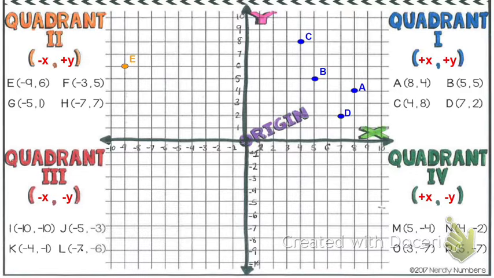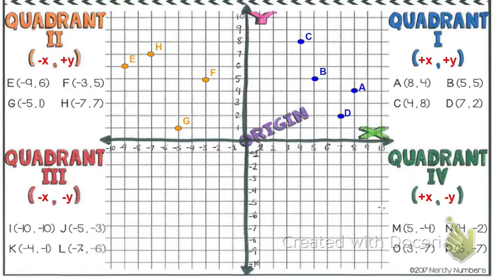Now for F, we're going to start at our origin again. We're going to go to -3 on the X, and then up 5. So positive 5. And plot our point right at those crosshairs, giving us point F. Same with G and H: -5, 1, I'd go to -5 and up 1. For H, I would go to -7 and up 7.